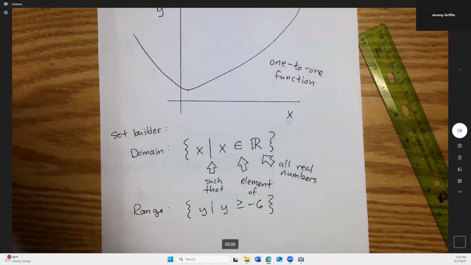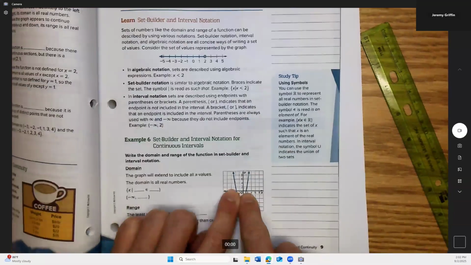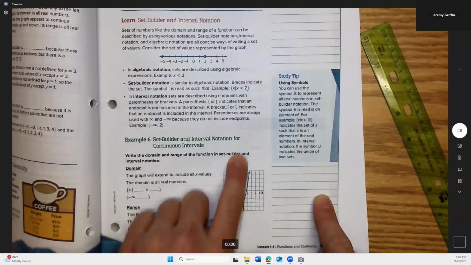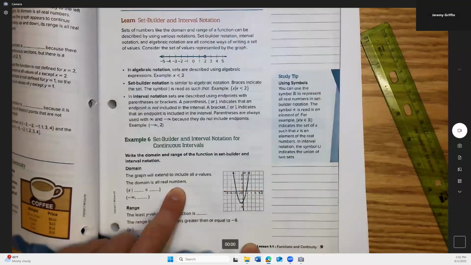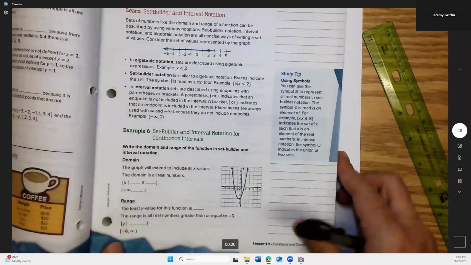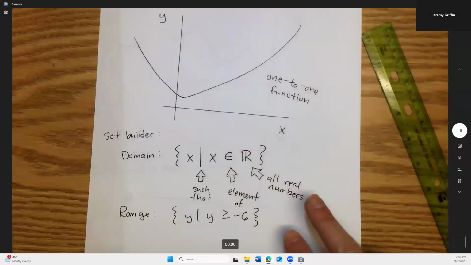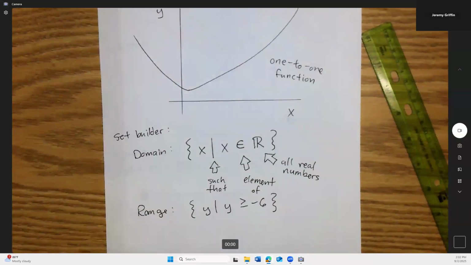Infinity on the x-axis is all the way to the right, and on the y-axis it is all the way up. Negative infinity would usually be all the way to the left or all the way down. So negative is to the left or down, positive is to the right or up. So we got that. That's set builder notation.